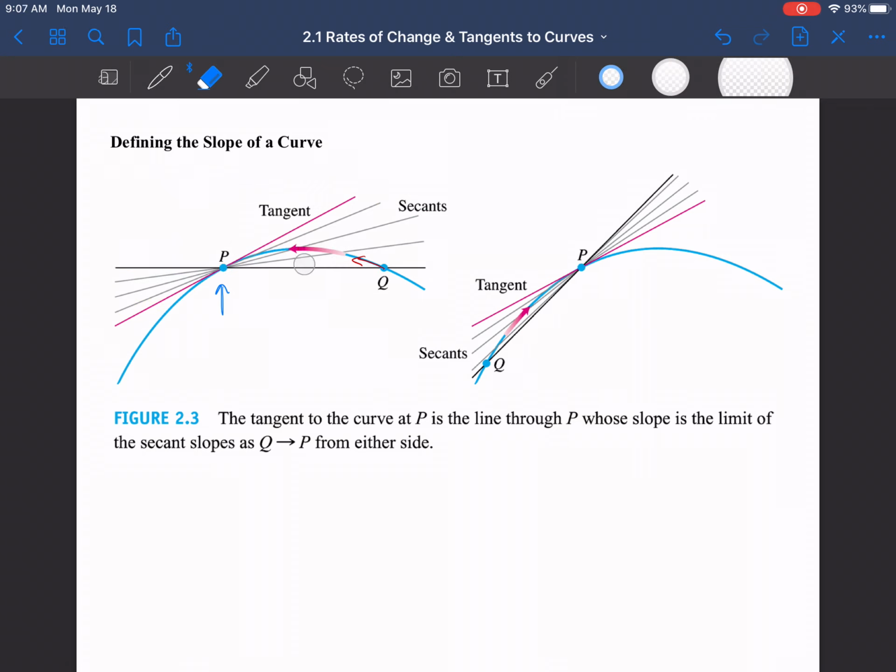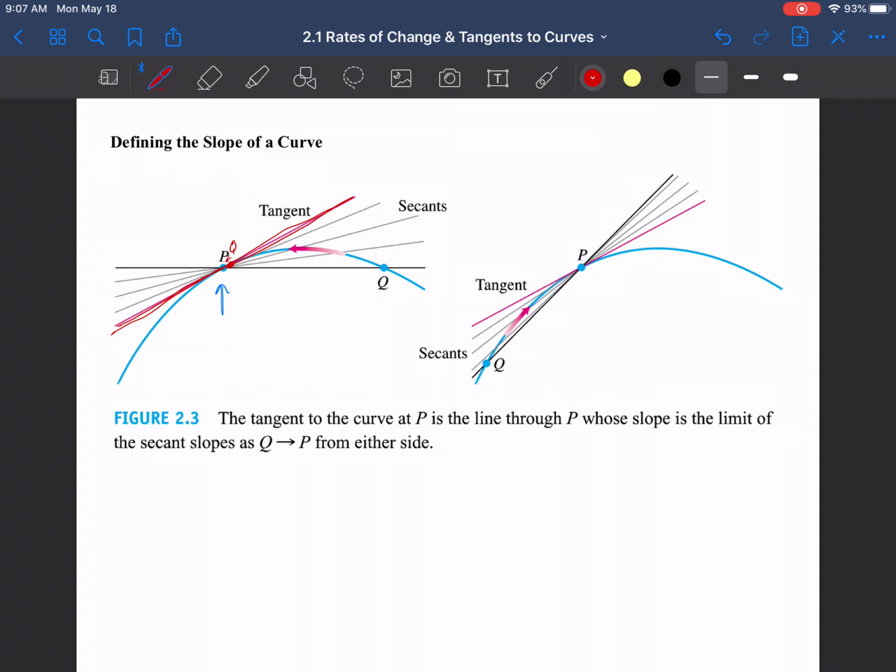So if I get rid of all this jumble on here, what you eventually get to is this red line right here, as we keep moving Q closer and closer. In other words, we're putting Q right there up against P. And so what we'll end up with is the slope of the tangent line at that point.